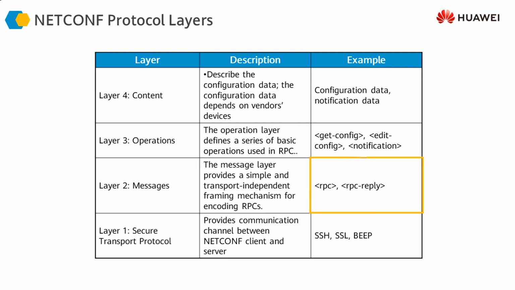Then we have the message layer, where the RPC messages are exchanged. At the upper layer we exchange the operations related messages like get config, edit config, notification, traps, etc. And finally the content layer, which is used for managing the information or for exchanging configuration data information between the devices and the NMS.